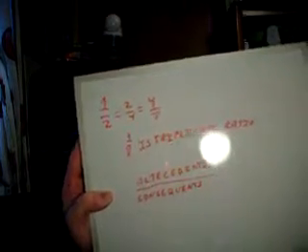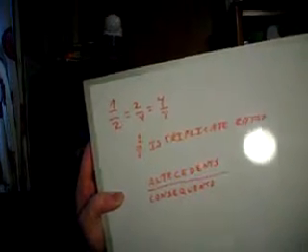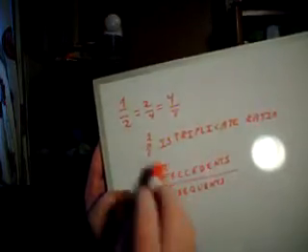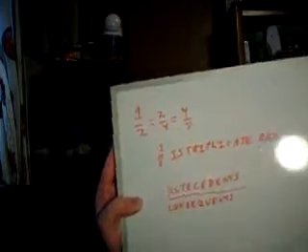How do we know this? Because 1/2 times 1/2 is 1/4, and 1/4 times 1/4 is 1/8. So 1/8 is a triplicate ratio to 1/2. Okay?